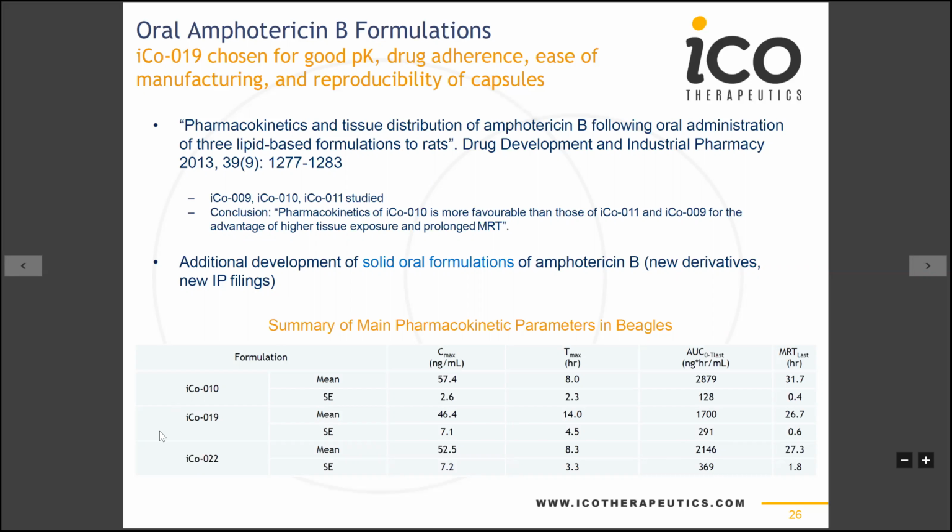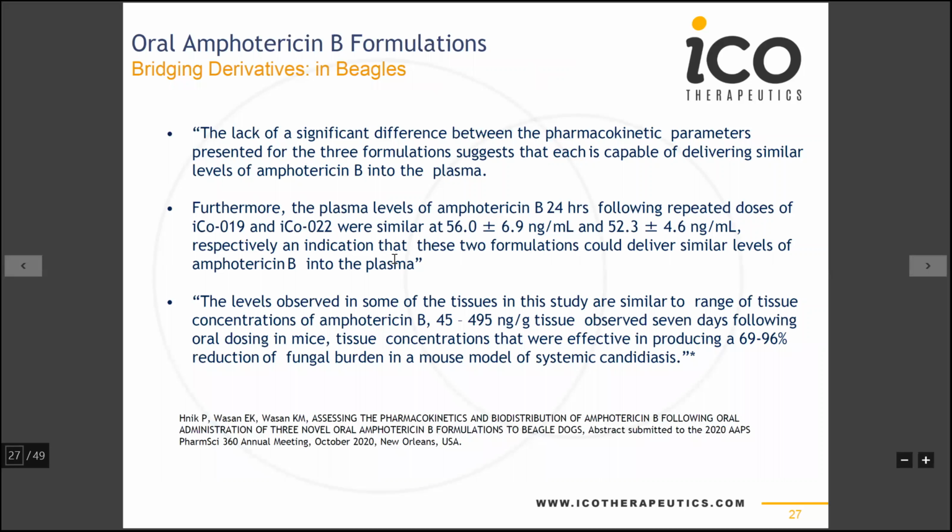And the reason why we went with 019 is because it was easy to manufacture, it was easy to scale up, it was relatively cheap, but it had similar pharmacokinetics and toxicity profile that the liquid formulations had in beagles. And so we did, of course, a GLP tox beagle study, which we presented at the AAPS meeting in New Orleans about a month ago. But also, this paper has just been published in Antimicrobial Agents and Chemotherapy a couple of months ago, if you want to get more details.